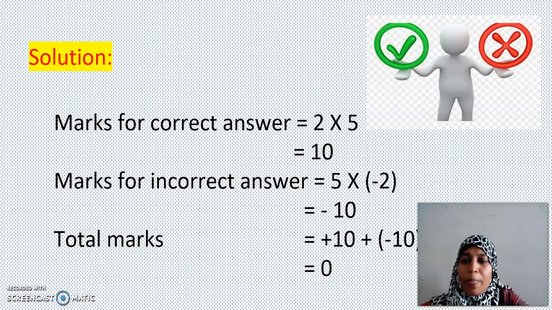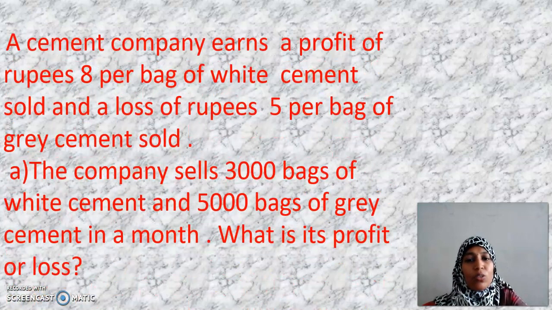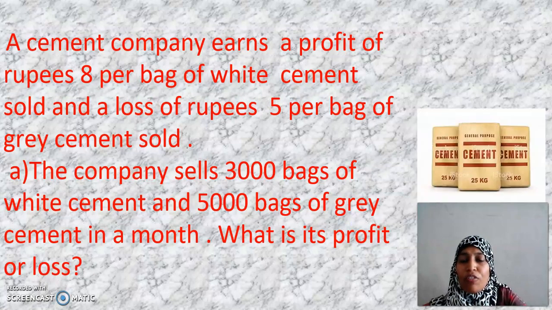Okay, my dear children, we have seen two problems so far. One is about temperature and the second one is about marks for right answers and wrong answers. Now at the industry level, let's see how they use it. A cement company earns a profit of rupees 8 per bag of white cement and a loss of rupees 5 per bag of grey cement. They have two types of cement, white cement and grey cement.